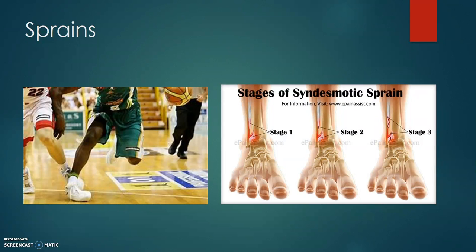Sprains can be categorized into first, second, or third degree sprains, depending on the severity. First degree sprains are stretches of the ligament, so no tear occurs. Second degree sprains are potential tears of the ligament, and third degree sprains are complete tears of the ligament or detachment of the ligament from the bone.